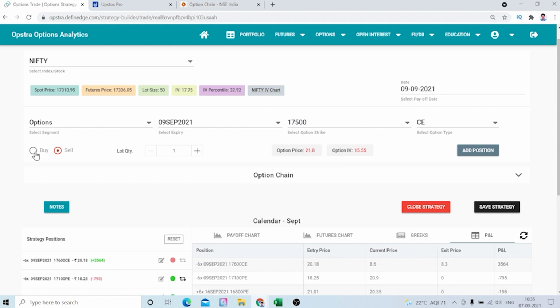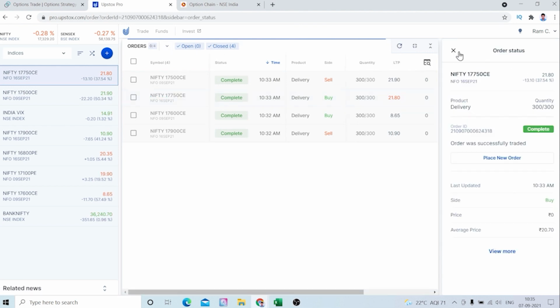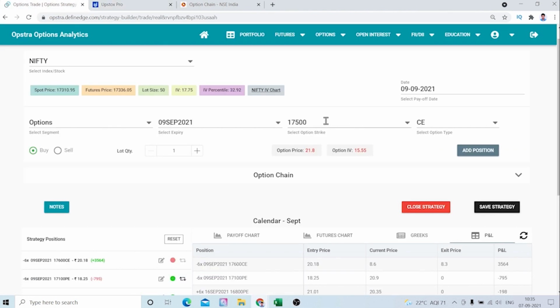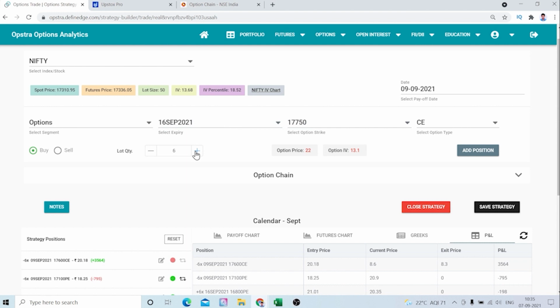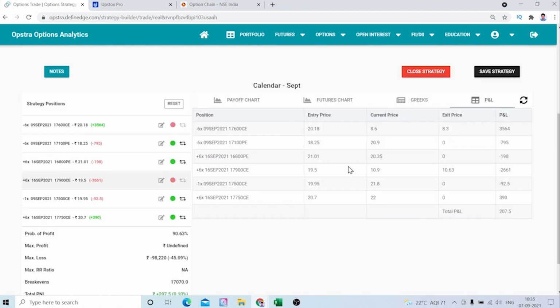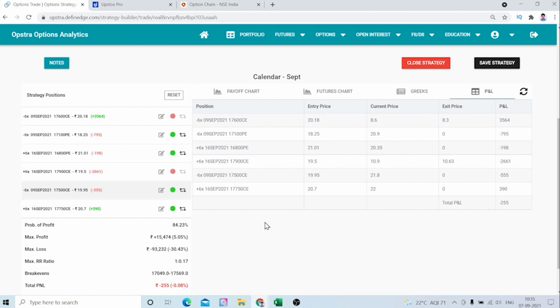I'm entering all those positions, and we bought 17,750. So that is also I'm entering, 16th September 2021 for the 6 lots. I'm giving the same exact price so that we can track exactly. Okay, I think here I gave 1 lot only. I'm changing it to 6 lots. So now you can observe the first adjustment we have done.